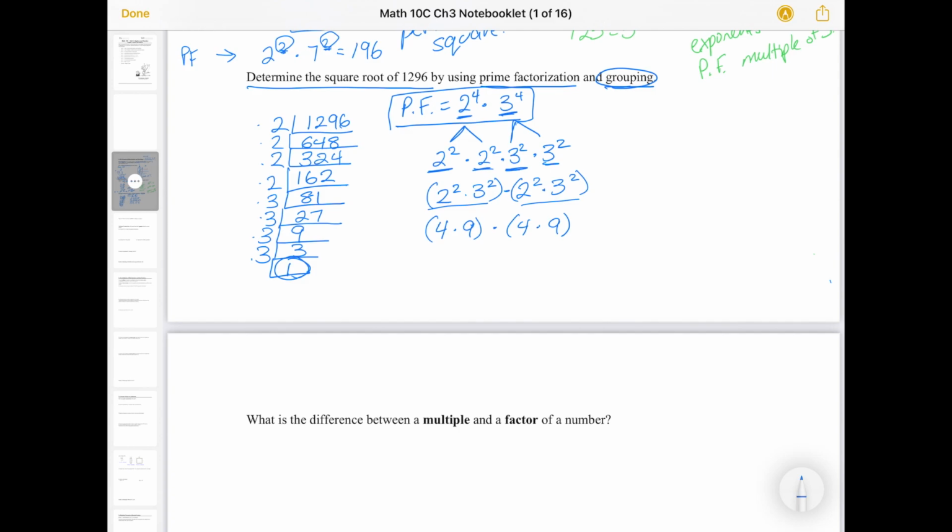So my square root of 1,296 is whatever 4 times 9 is. 4 times 9, 36. So the square root of 1,296 is 36. Write that a little neater. And we can check it in our calculator. But that is indeed my square root.